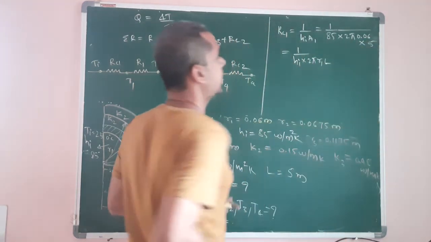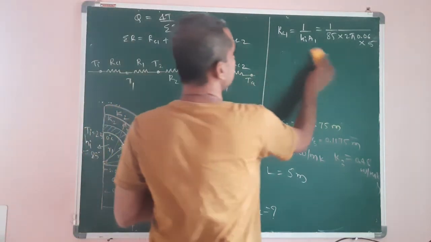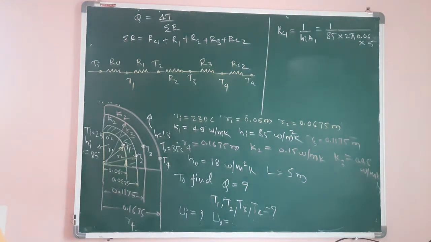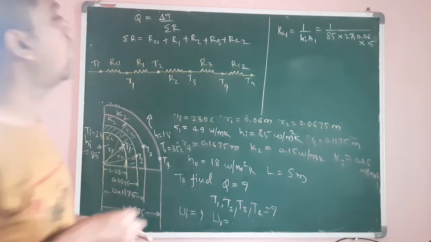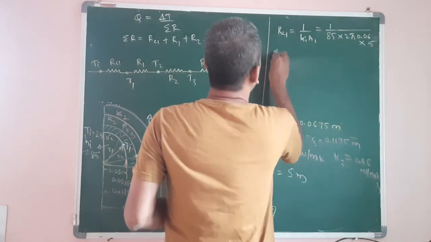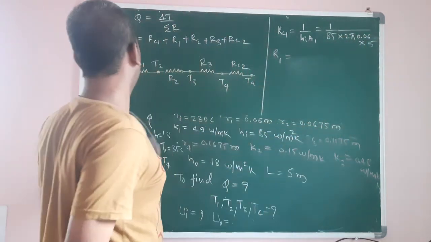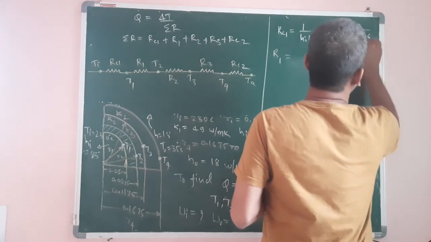If you calculate this one, you will get RC1. Individually I have not calculated, I have calculated summation of R only, therefore I cannot write RC1 here. In a similar way you calculate this one. The 5 centimeter I have to convert, 5 meter is there.